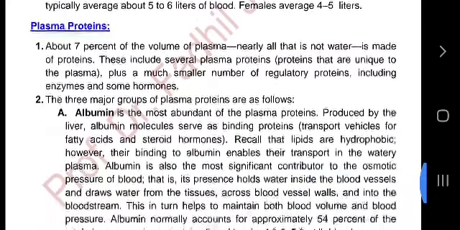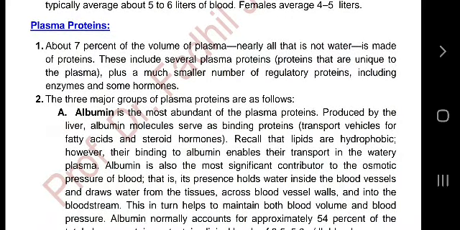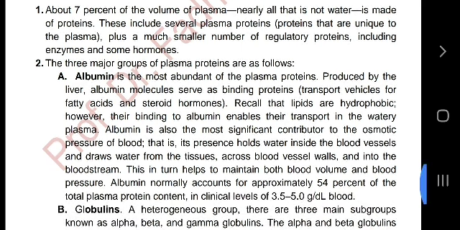Three major types of proteins are found in the plasma. The first type is albumin. Albumin is produced by the liver. Albumin plays various roles in the transportation mechanism.